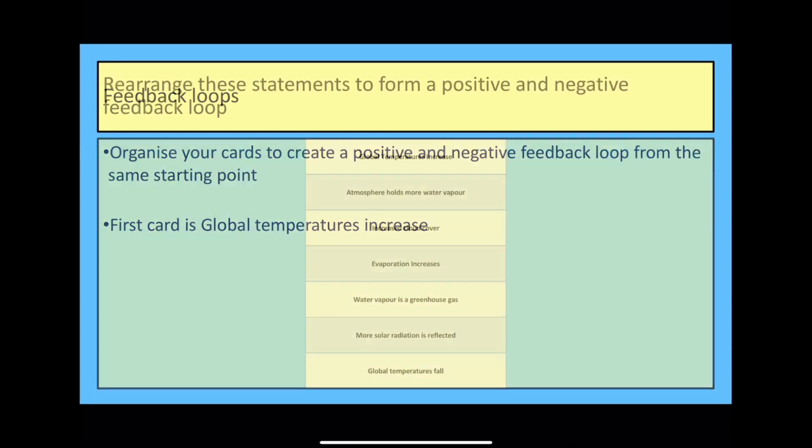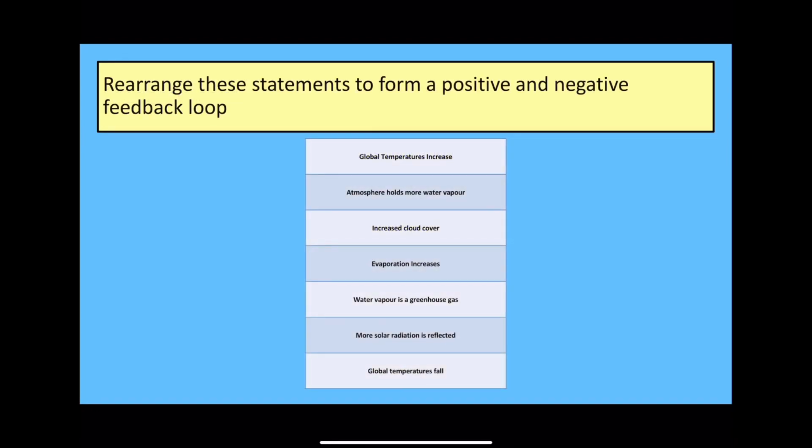So we'll have a look at the next slide. These are the statements. As I say, you're starting here with global temperatures increase, and you need to figure out what does that then lead to and how does that create a couple of feedback loops. So I'll give you some time. I'll say pause here and try and figure out what these 2 feedback loops are, and then we'll go on to the next slide.